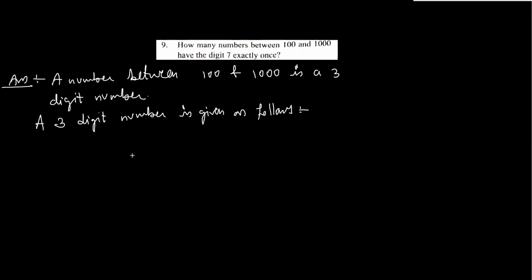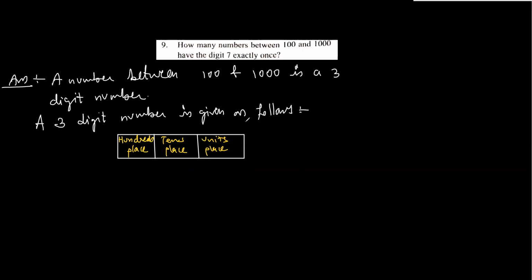How is a three-digit number given, my dear students? See. This is units place, this is tens place, and hundreds place. Now, see, students, there are going to be three different cases. Why three different cases? Because we have to get 7 exactly once.